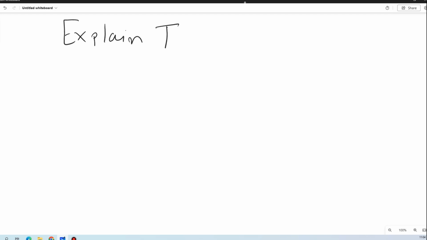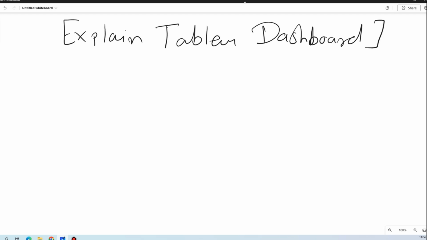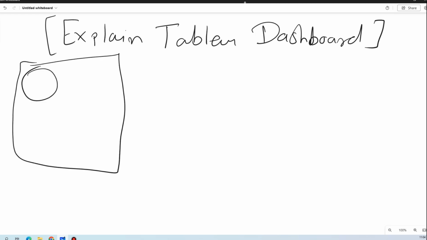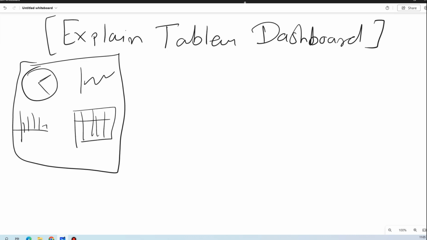Now, second is how to explain the Tableau dashboard. This will come with practice. Say you are preparing some Tableau Desktop application, where here is a pie chart, here is a line chart, here are some bar graphs, here is some tabular data, and you are adjusting some filters over here and putting in the title like this.